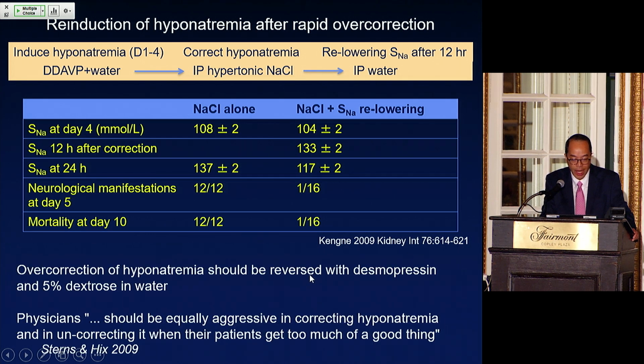The question is, how could you do that? And then most people would use desmopressin and 5% dextrose. As you heard earlier this morning at the Brigham, they're now doing a lot of desmopressin plus 3% saline, but that would be something that you would start right in the beginning to prevent overcorrection.